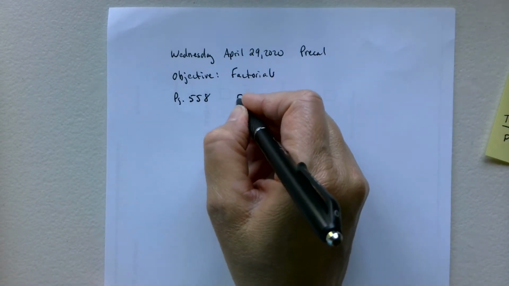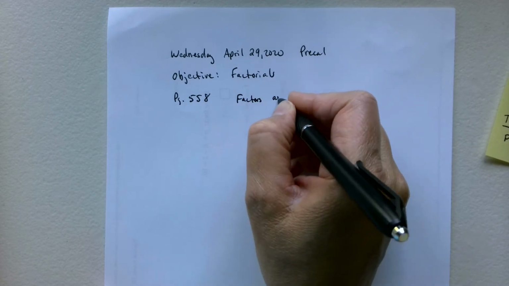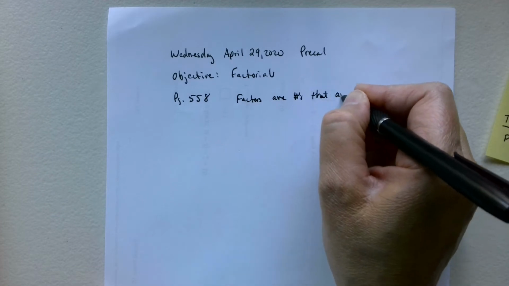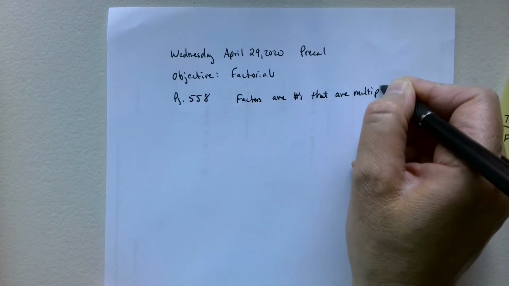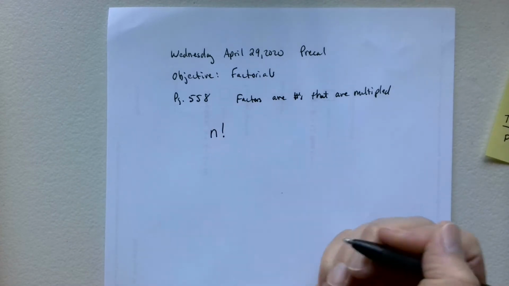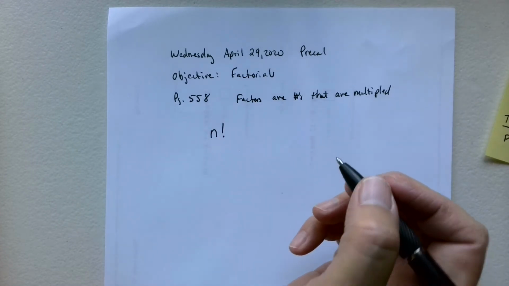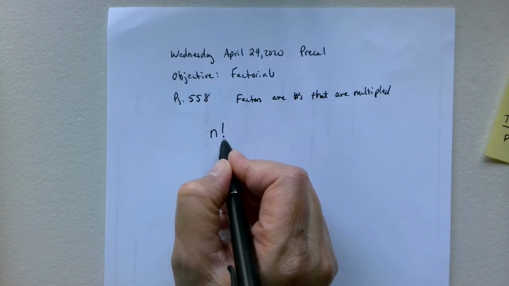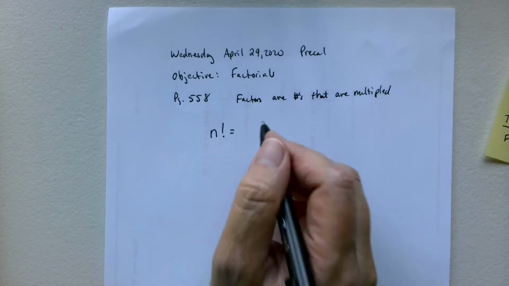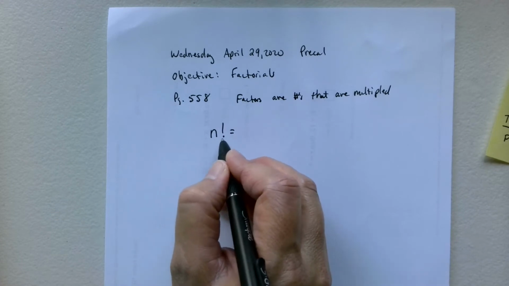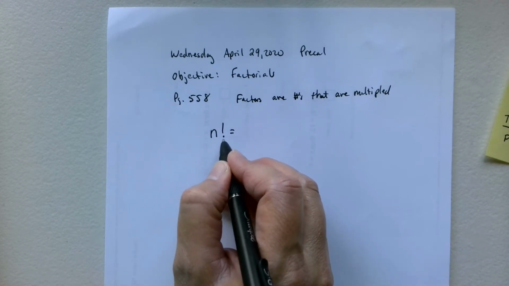Remember that factors are numbers, things that are multiplied. And the notation for factorial is an exclamation mark. So we do have a little bit of English going on in our math today. When you see a number with an exclamation mark, that means you want to take this number and multiply it by every number smaller than it down to 1.